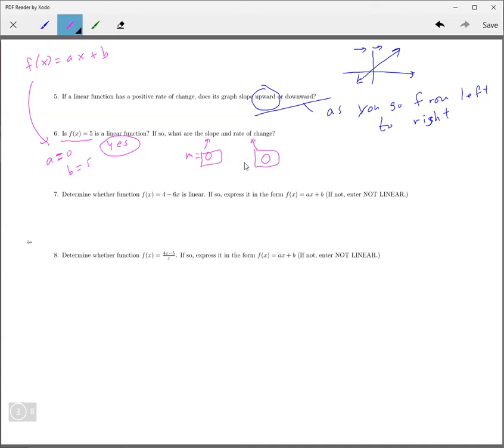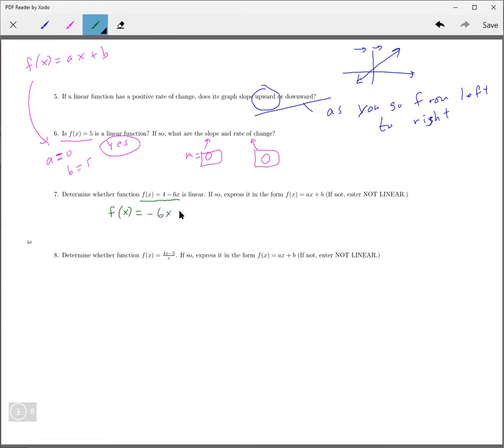So the slope and the rate of change are both 0. Okay, number 7, determine whether this function is linear. Now, again, if you rewrite it, you can rewrite it in this form. This has the ax coming first and then plus b. So you just rearrange it.